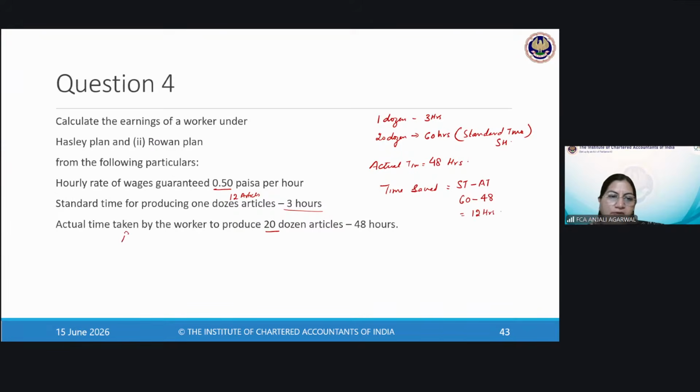So what did Halsey suggest? Let us give the workers their hourly rate, plus let's give them a bonus, which is 50% or half of time saved into hourly rate. So let him get 48 hours into 50 paisa, plus a bonus of 12 hours into 50 paisa. So he gets 24 plus 3.